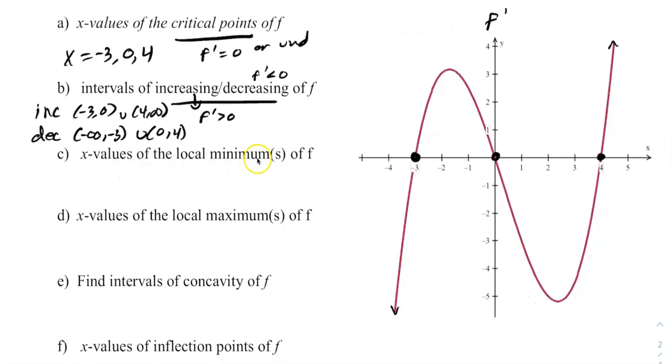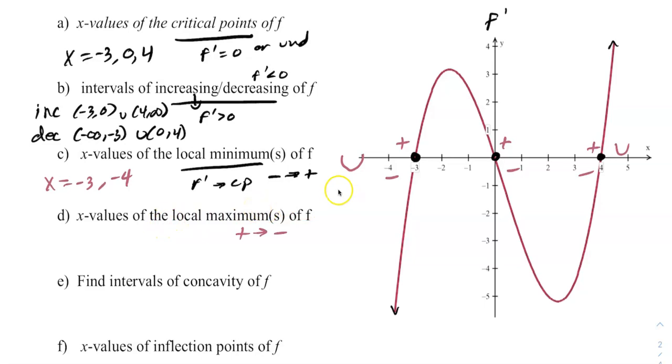X values of the local min and max. So this is knowing, again, still the definition, right? How do you find local min and max? The first derivative is a critical point. And then, local min is when you go from minus to plus. Well, critical points are right here. We classified them earlier. So we're looking from minus to plus. So this one goes from minus to plus. This goes from plus to minus to plus. So if we're looking for the local min, that would be right here, minus to plus, right? Because it looks like this. So -3 and 4. X values of the local maximum. Well, that's when it goes from plus to minus. So that would be at 0.